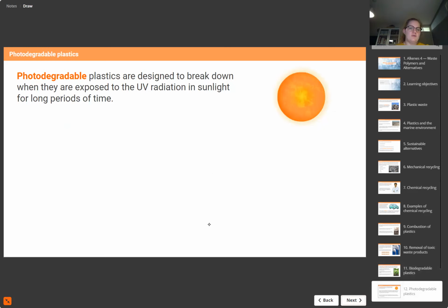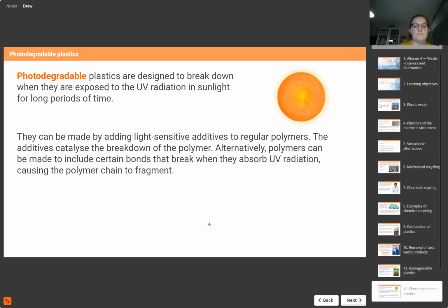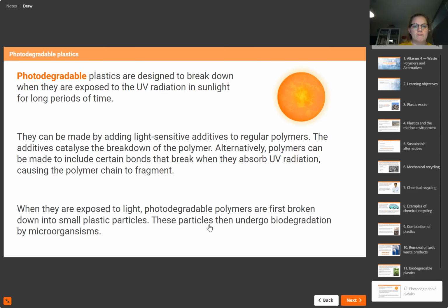And then we have photodegradable plastics. Photodegradable plastics are designed to break down when they're exposed to the UV radiation in sunlight for long periods of time. What we can do is we add light sensitive additives to regular polymers. So we just get the normal polymers that we would make and we add light sensitive additives to them. The additives catalyze the breakdown of the polymer that we're making.